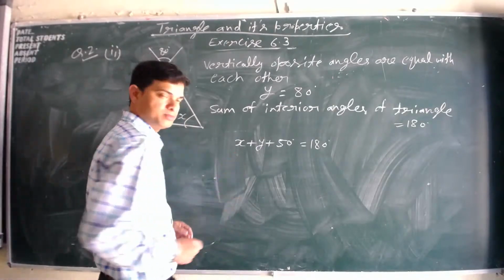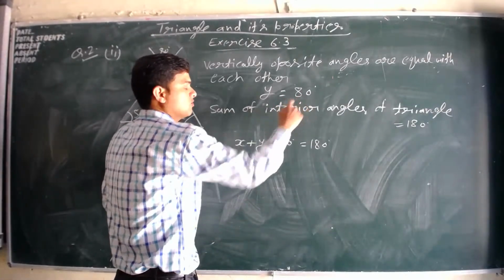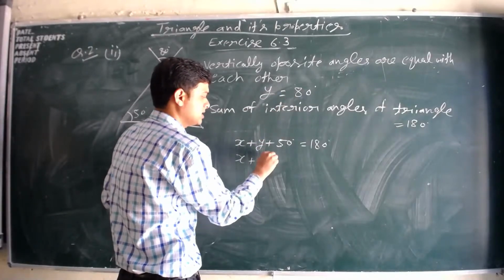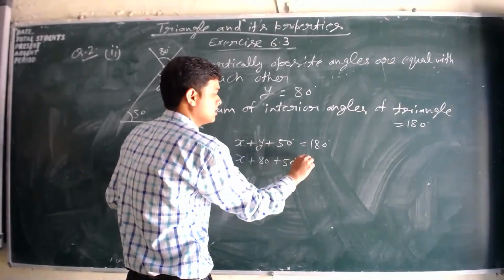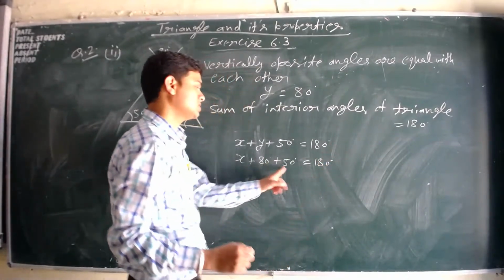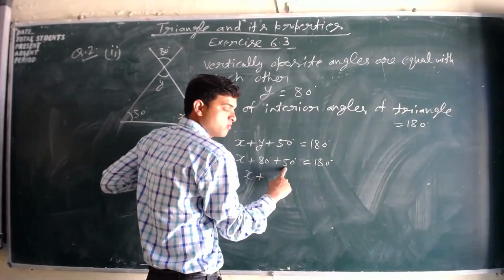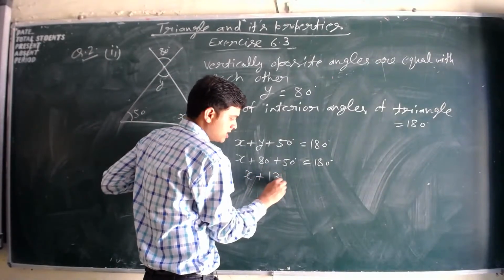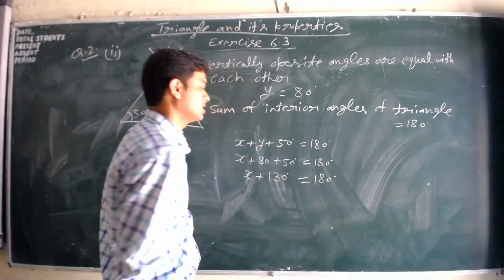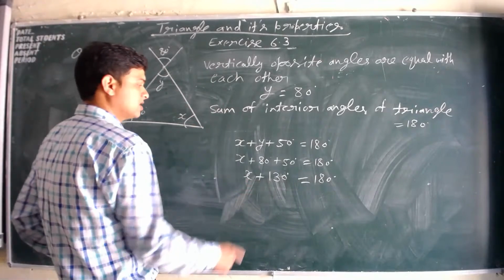Okay. Now we can put here the value of y, that is 80 degrees, plus 50 degrees, plus x is equal to 180. Now the sum of these two, 80 plus 50, is equal to 130 degrees. So x plus 130 degrees is equal to 180 degrees. Okay, clear? Now we have to eliminate 130.